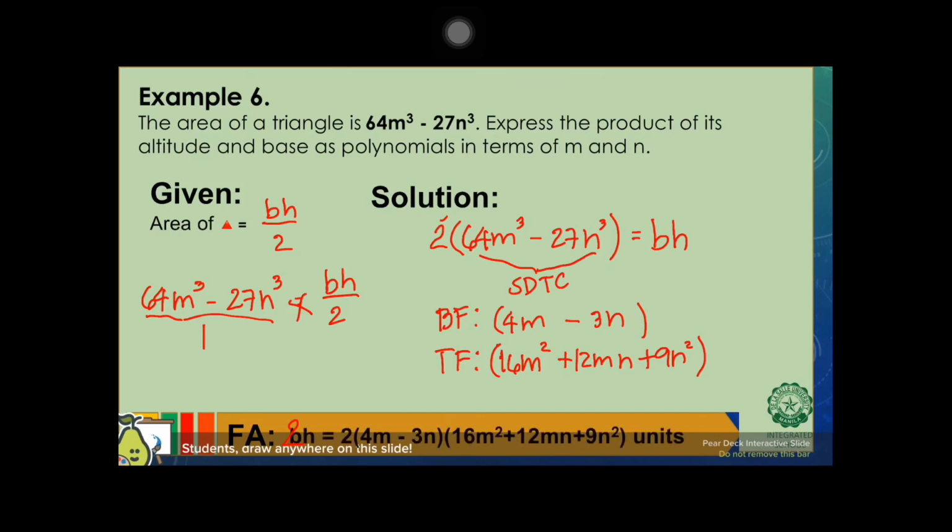So for your final answer, for the base times height is equal to 2, that would be the one we have put aside earlier. So 2 multiplied by the binomial factor, which is 4m minus 3n, multiplied by the trinomial factor, that would be 16m squared plus 12mn plus 9n squared. Since it is a product of base and height, that would be units, not units squared.